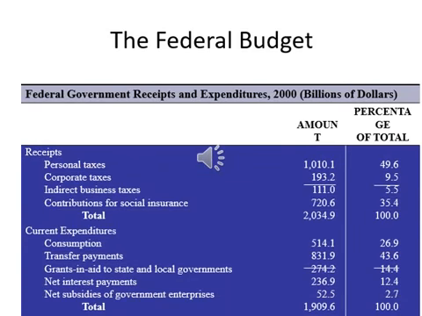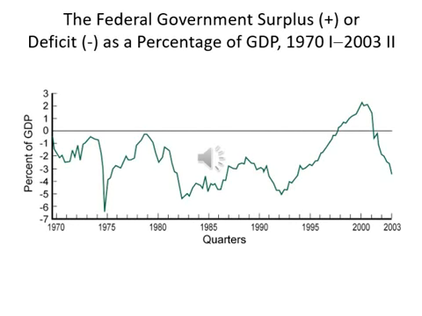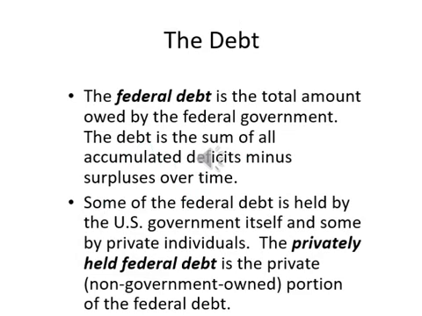Table shows federal government receipts and expenditures in 2000. This graph shows the federal government surplus, plus, or deficit, as a percentage of GDP, 1970 I to 2003-2. The federal debt is the total amount owed by the federal government. The debt is the sum of all accumulated deficits minus surpluses over time.